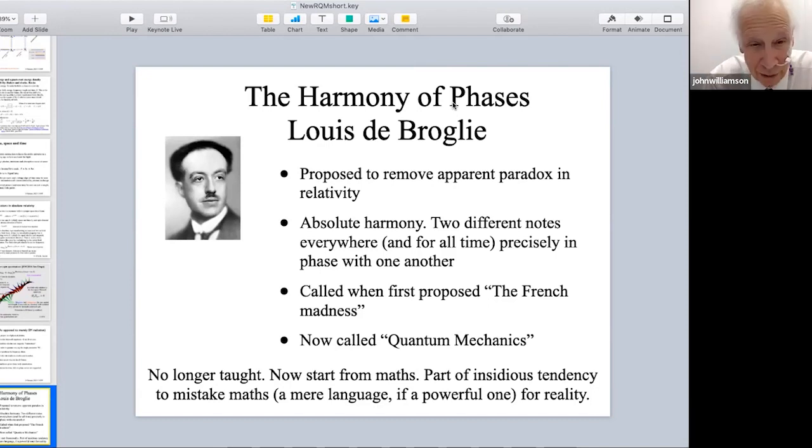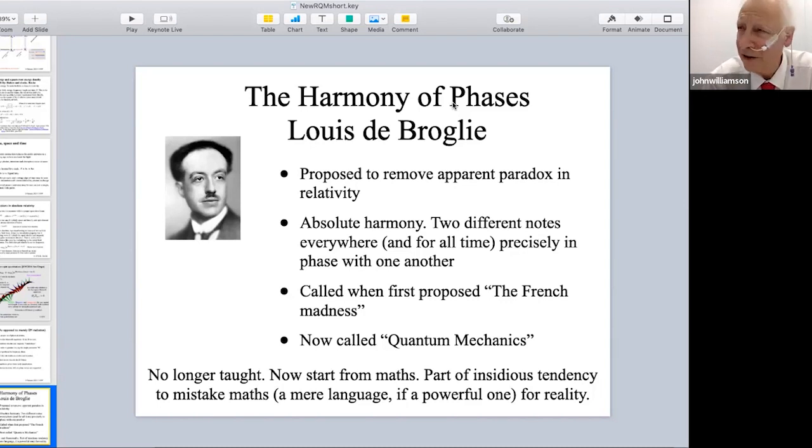Now, what this was called when it was first proposed in 1923 or so was French madness. Now, when experiments were done to have a look at it, they found that the thing waved at the de Broglie frequency, lambda is h over p, which is a necessary consequence of looking at these phase harmonies from a different frame. It became very quickly the basis for quantum mechanics, which was proposed very soon afterwards. But people don't teach that this thing arose from relativity.